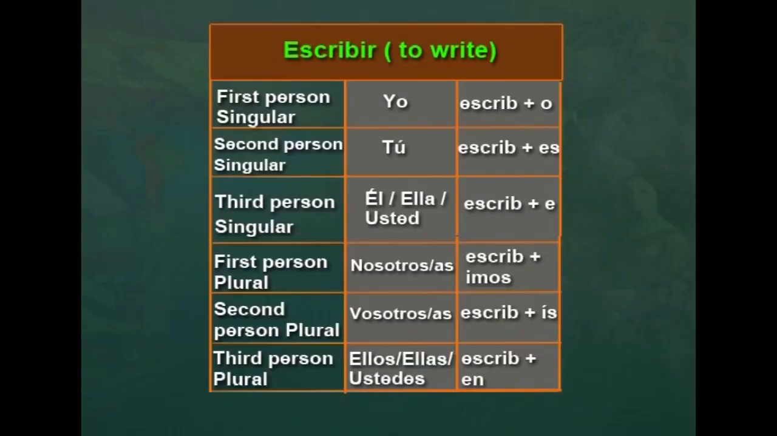So, what did you see? We saw that when we are conjugating the IR ending regular verbs, we are adding the suffix, which is for yo, o; tú, es; él, ella, usted, e; nosotros, nosotras, imos; vosotros, vosotras, ís; ellos, ellas, en; ustedes, en.